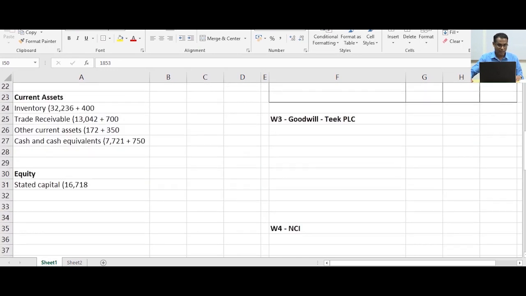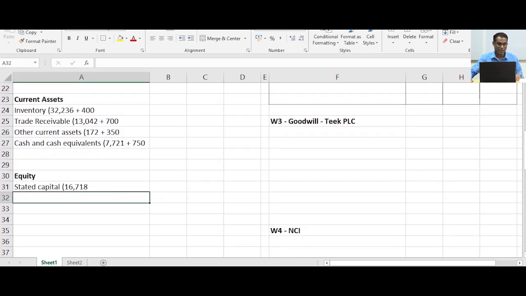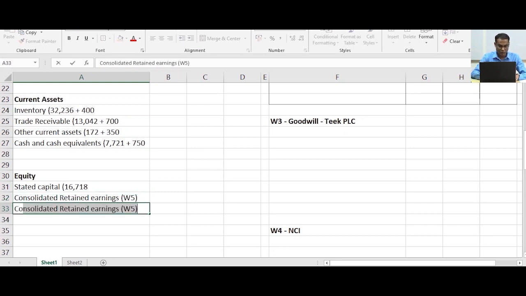Then before moving to the liabilities, when preparing the consolidated statement of financial position, what I need to do is keep the space under the equity section for the reserves, consolidated retained earnings. I'm keeping a space. I would say this is coming from working number 5. Then I need to keep a space for consolidated other components of equity.